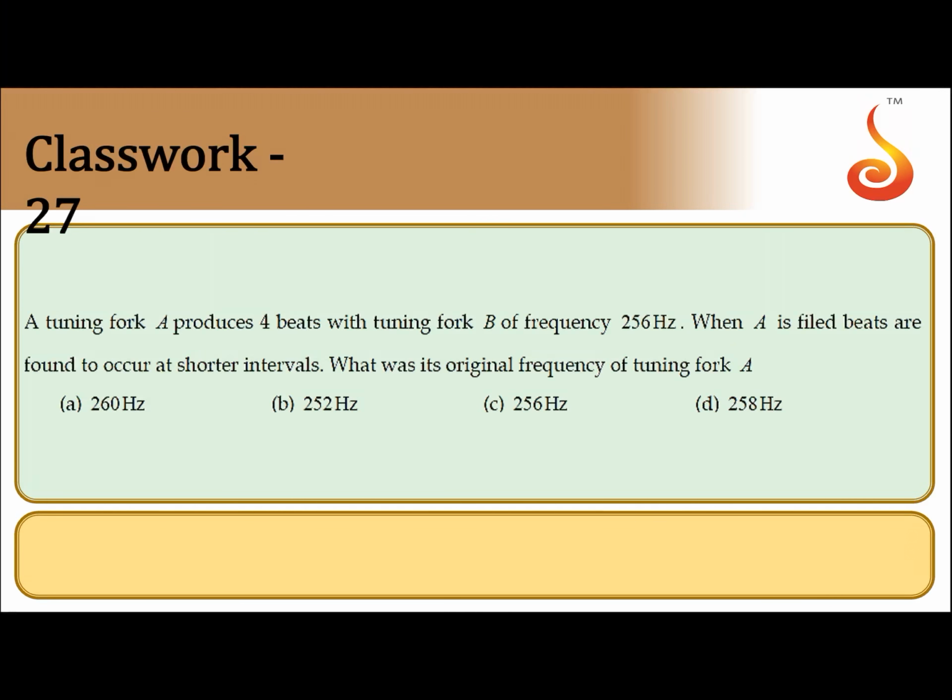Yes, we shall move on to the next one. A tuning fork A produces 4 beats with tuning fork B of frequency 256 Hz. When A is filed, beats are found to occur at shorter intervals. What was the original frequency of tuning fork A? Options are 260, 252, 256, 258. Now, let us represent the situation on a number line. Tuning fork B is known to us, that is 256 Hz.